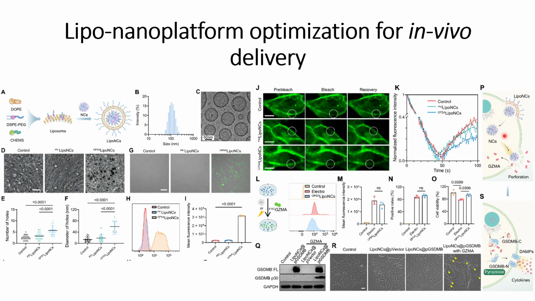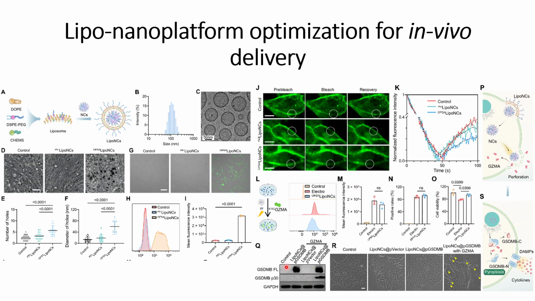the lipo-nanocomplex will be able to convert OPSA into its active form PSA, and at the same time GSDBM formation will also occur, which will also be transduced in the lipo-nanocomplex. And this GSDBM which is formed will be cleaved by these granzymes, and that will cause the pyroptosis.